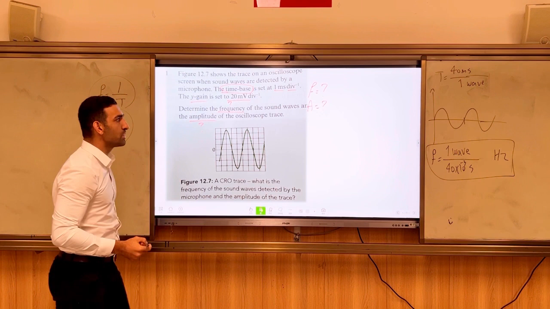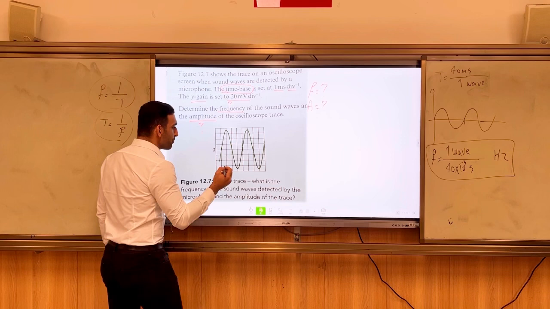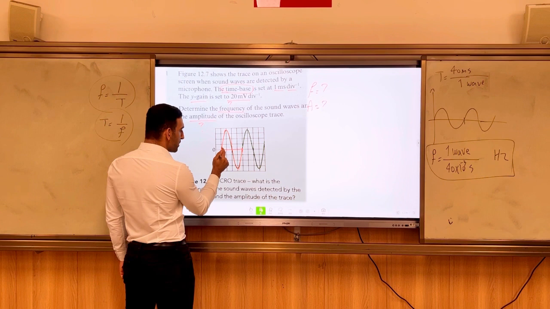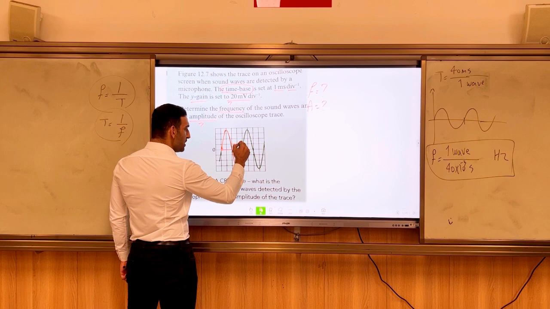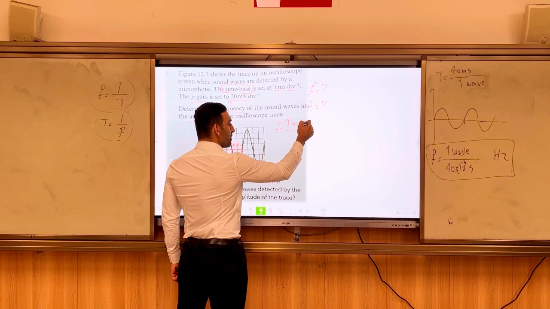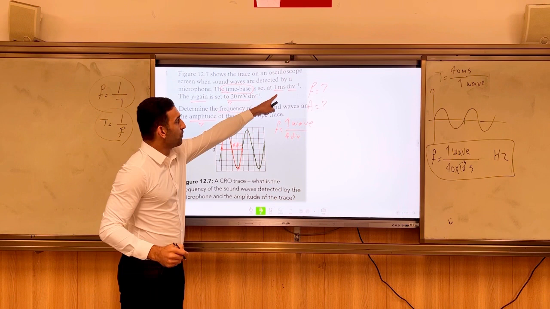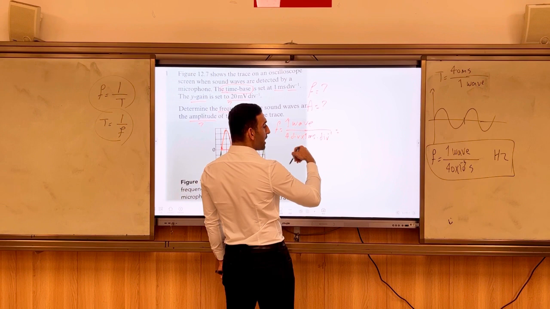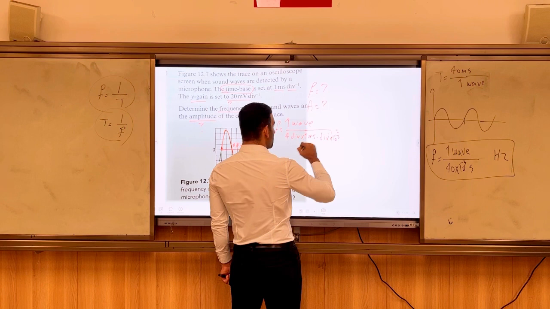So let's find out the frequency. Frequency is the number of waves, the number of vibrations per unit time. So I'm going to find one wave and find its time. One wave starts from here, goes up, down, here, finish. Okay, perfect. So I have one wave. What is the time? One division, two divisions, three divisions, four divisions. 4 DIV. So frequency is the number of waves, one wave, over the time, 4 divisions, which is 1 millisecond per division times 4. The answer is 1 over 4 milliseconds, and I need to convert it to seconds, so times 10 to the power minus 3. That is going to be 1,000 divided by 4 hertz.